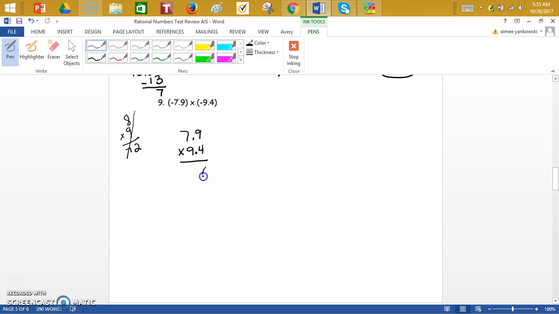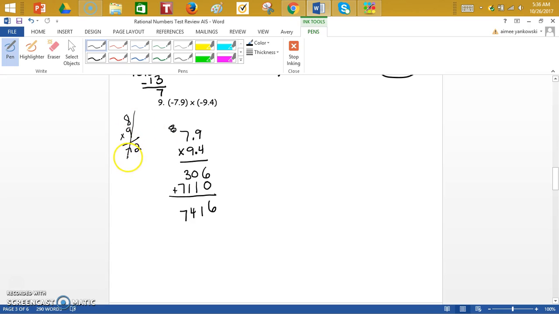4 times 9 is 36. Put down a 6, carry a 3. 4 times 7 is 28, and 3 more, 28, 29, 30, 31. 0 placeholder. You'll notice no decimal points in the middle here. 9 times 9 is 81. Put down a 1, carry an 8. 9 times 7 is 63, and 8 more is 71. We're going to add those up. 6, 1, 3 plus 1 is 4, and then we have our 7.